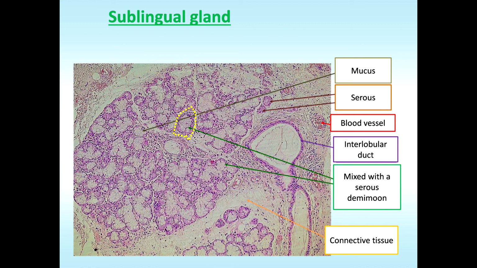The two other features that we can observe are the connective tissue making the septa. In this case, it's very difficult to recognize whether we have lobes or lobules because the septa are not very well defined. The other feature that is easy to observe is the interlobular ducts. We can observe two of them on the right-hand side of the picture, with a very large caliber and surrounded by connective tissue.